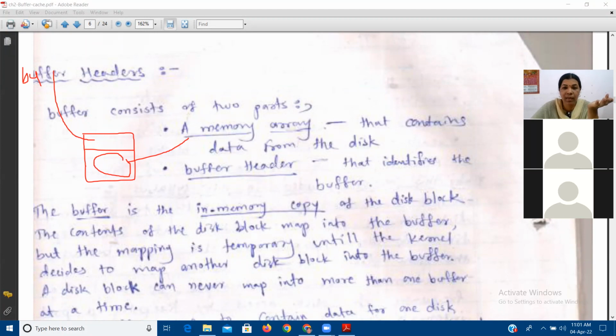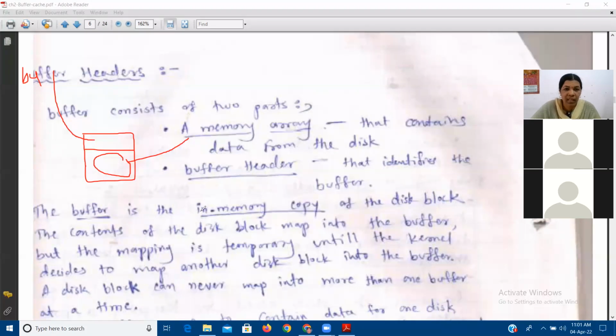And what about the buffer header? The buffer header identifies the buffer. Inside the buffer header, again some information is there. With the help of that information, we try to identify that buffer. Okay, so this is about the buffer and buffer header.